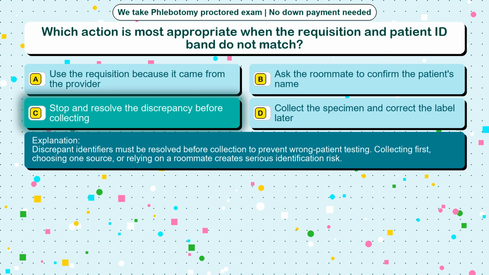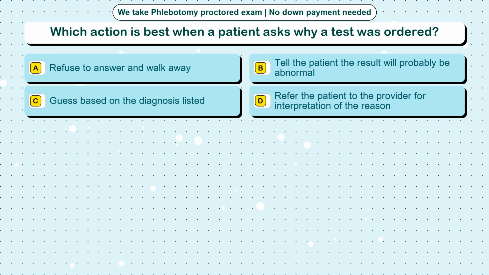Discrepant identifiers must be resolved before collection to prevent wrong patient testing. Collecting first, choosing one source, or relying on a roommate creates serious identification risk. Question 18. Which action is best when a patient asks why a test was ordered?